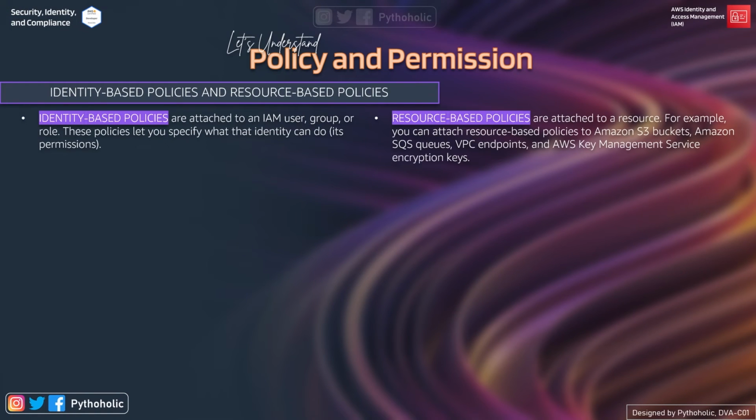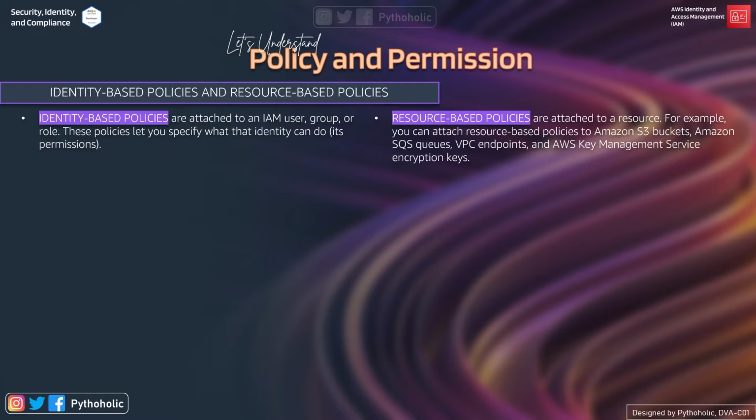Now let's understand the difference between identity and resource-based policy. I know you have been waiting for this. So the subjective definition tells us that identity-based policies are attached to an IAM user, group, or role, which indirectly we also call identities, isn't it? And these policies let you specify what the identity can do, that is, its permission. And on the other hand, the resource-based policies are attached to the resource. So identity-based policies are attached to identity, resource-based policies are attached to resource.